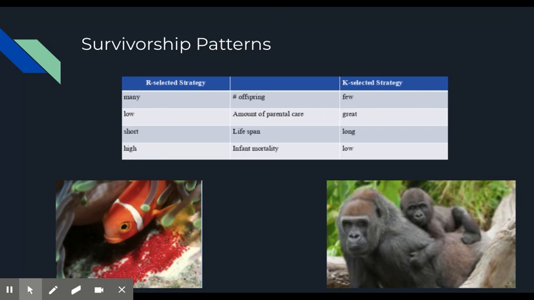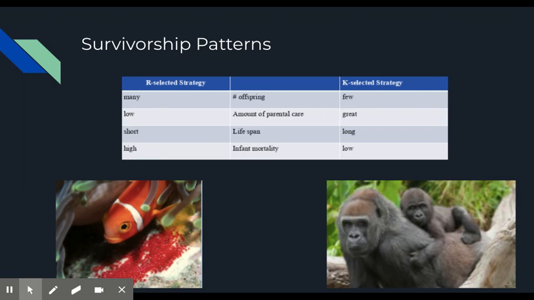So a fish is a great example of laying thousands of eggs, and they're generally left on their own to figure out how to operate in the environment. In hopes that at least some percentage of that offspring will survive. Not all of them, but some of them will. These organisms are also going to have shorter lifespans, and they're just going to have a higher infant mortality because they are laying thousands and thousands of eggs, hoping that some of them make it.